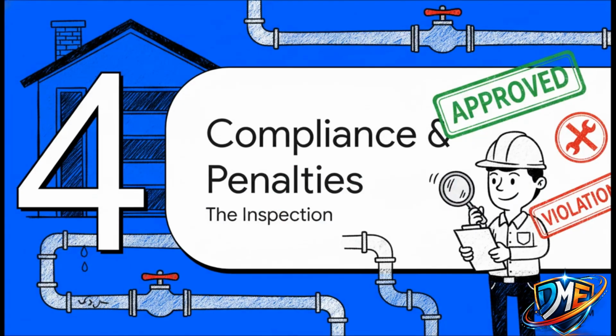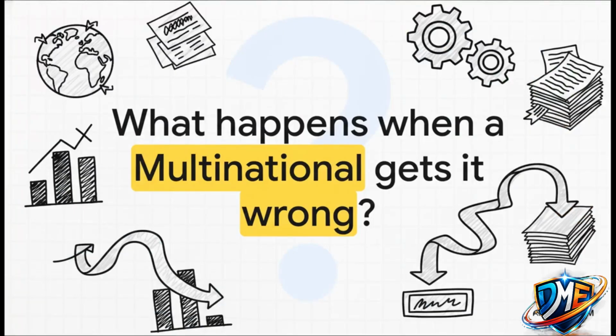All right, moving to Section 4, compliance and penalties, the inspection. This naturally brings us to a major operational question. Think about it. You're tracking hundreds of massive multinational entities. How do you actually enforce these incredibly dense rules without drowning in a sea of paperwork? And seriously, what happens when a multinational gets it wrong?